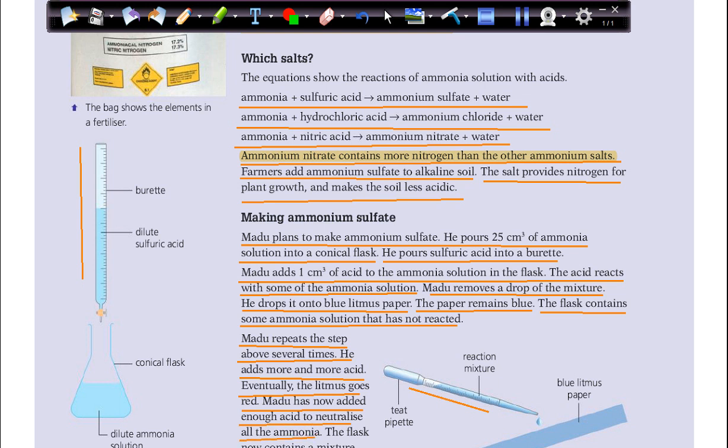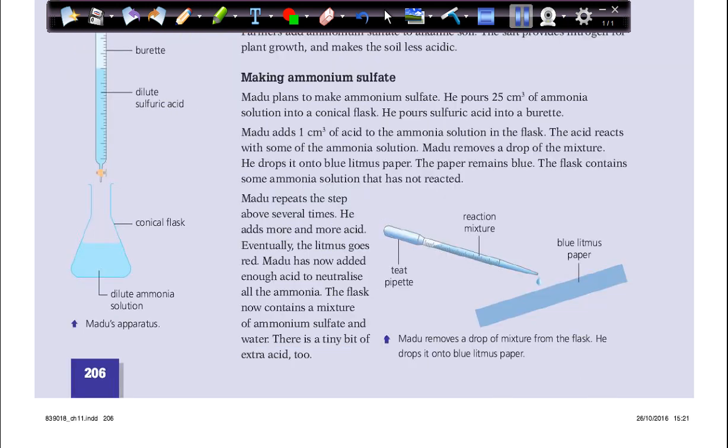So why did he find that it's blue? Because some of the ammonia solution is not reacted, it is in the flask, not reacted with the sulfuric acid. So that's why it remains blue. But when he added the right amount of the acid, he neutralized it, and he found that the litmus paper color changed. The flask now contains a mixture of ammonium sulfate and water. There is a tiny bit of extra acid too.